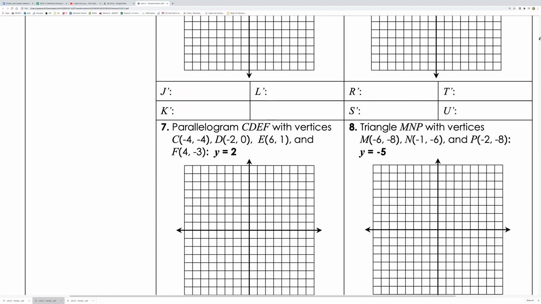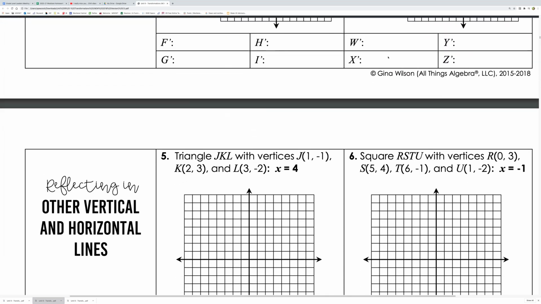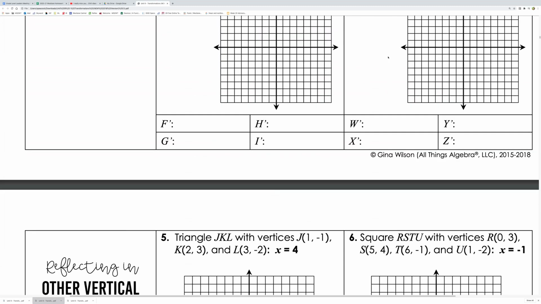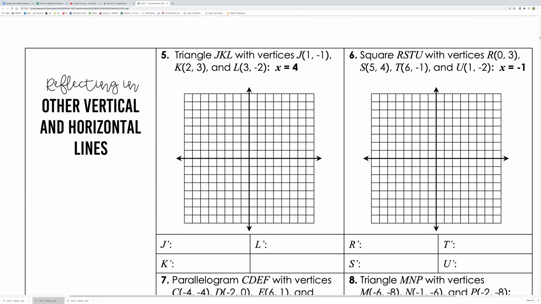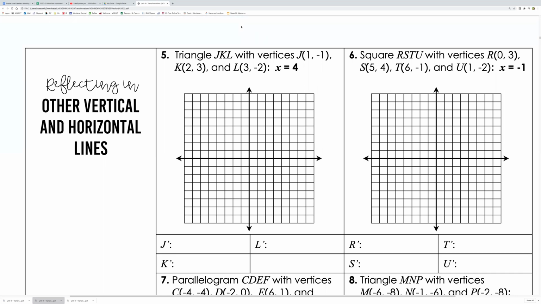Okay, we're gonna try reflecting over a given line. Okay, so number 5, I'm gonna plot my pre-image in red again. So 1, -1 is my first thing. 2, 3 is my next one. And 3, -2 is my next one. All right, so you can see my nice little triangle here.